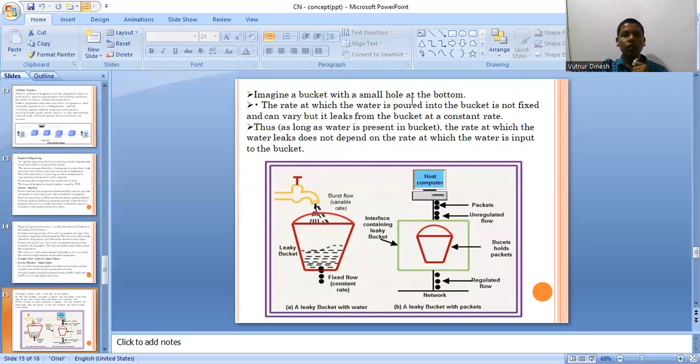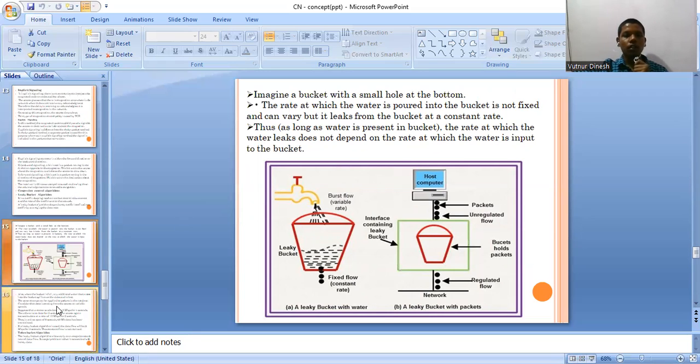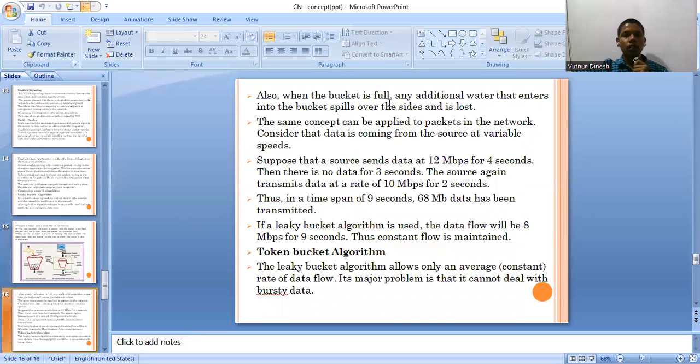Imagine a bucket with a small hole at the bottom. The rate at which the water is poured into the bucket is not fixed and can vary, but it leaks from the bucket at a constant rate. Thus, as long as water is present in the bucket, the rate at which the water leaks does not depend on the rate at which the water is input to the bucket. Also, when the bucket is full, any additional water that enters the bucket spills over the sides and is lost. The same concept can be applied to packets in the network.